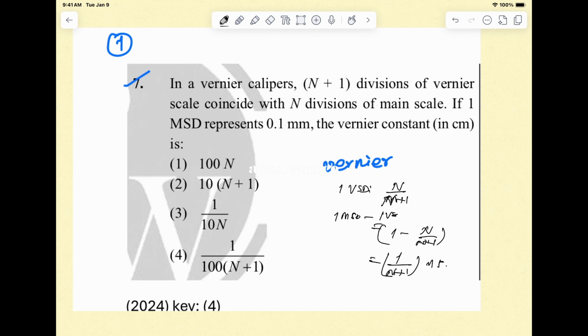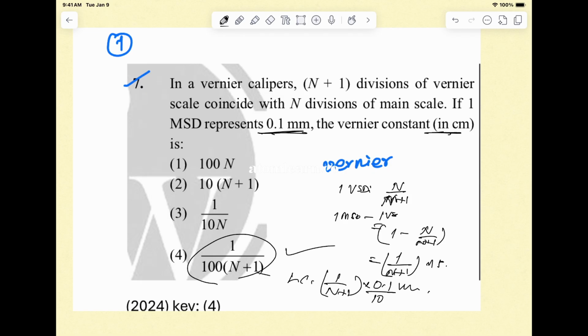Supposing now it is given that MSD equals 0.1 cm. Therefore, the least count is 1 by n plus 1 of 0.1 cm. Correct? Which is equal to how much? Now they want the vernier constant in terms of centimeter, therefore we divide by 10 again. So 0.01 by n plus 1, that is 1 by 100 times n plus 1. Okay, therefore this is the answer.